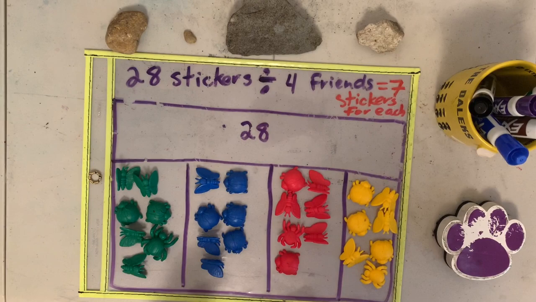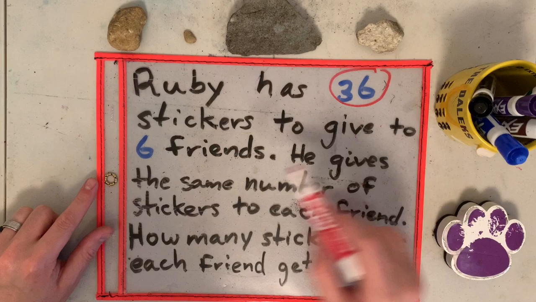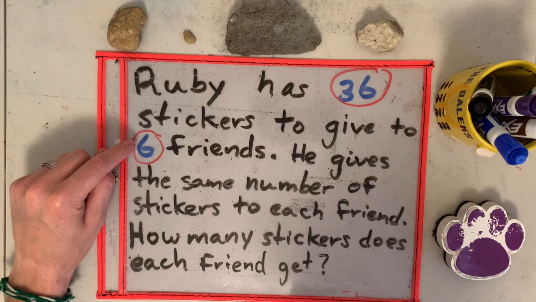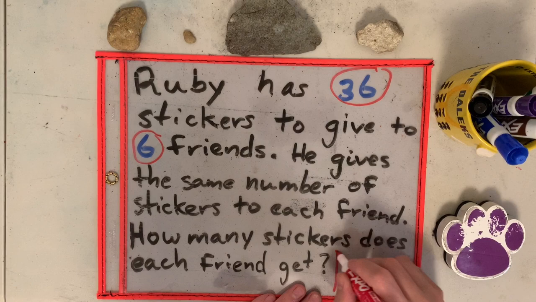You're going to do the same thing with this word problem. Ruby has 36 stickers to give to 6 friends. Earlier she had 28 and she shared them with 4 friends. Now she has 36 and she needs to share them with 6 friends. She gives the same number of stickers to each friend. How many stickers does each friend get? Remember to do the number sentence and the part, whole.